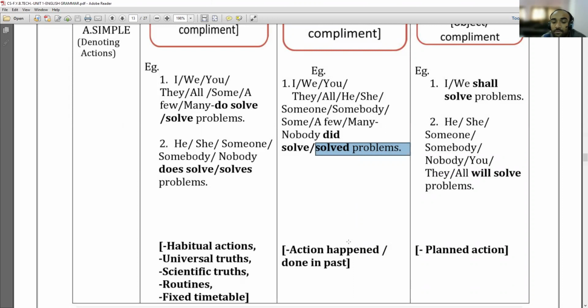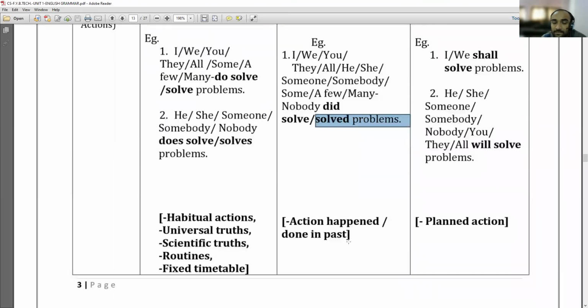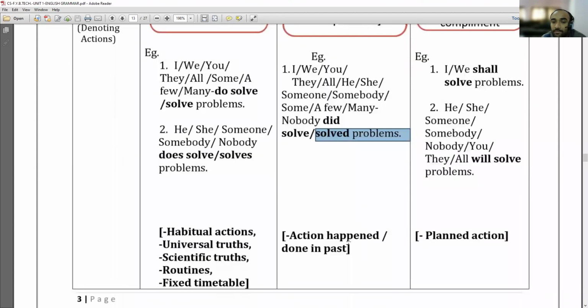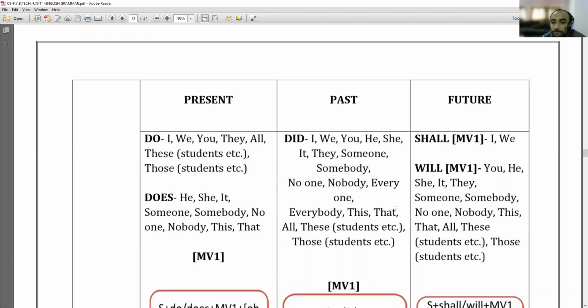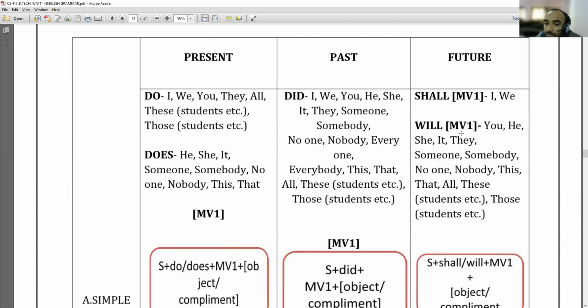So past tense, simple past tense or the verb of the past tense is used for denoting the actions happened in the past. भूतकाळात ज्या क्रिया झालेल्या आहेत, ज्या घटना घडलेल्या आहेत, त्या दाखवण्यासाठी आपण वापरतो सिंपल पास्ट सेंटेन्सचं स्ट्रक्चर. Okay, is it understood? समजलं का हे सगळ्यांना? समजतंय? Yes. Yes.